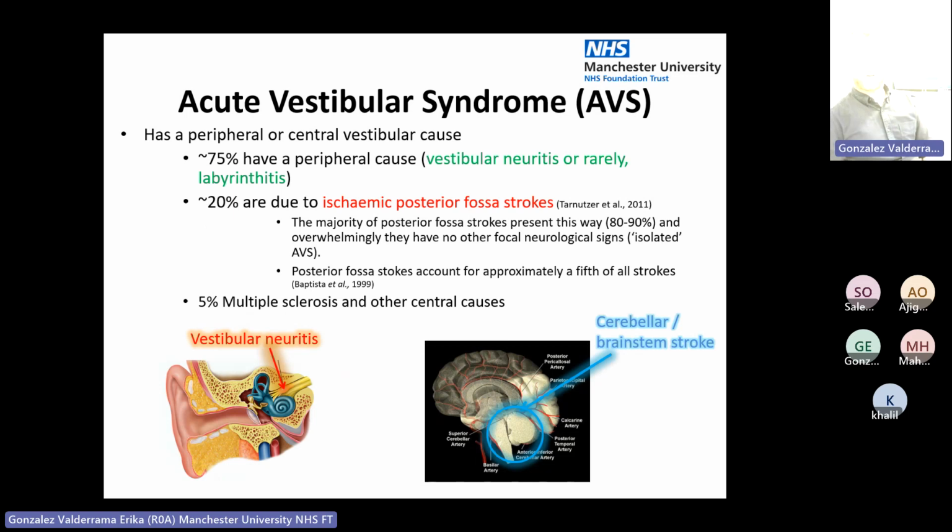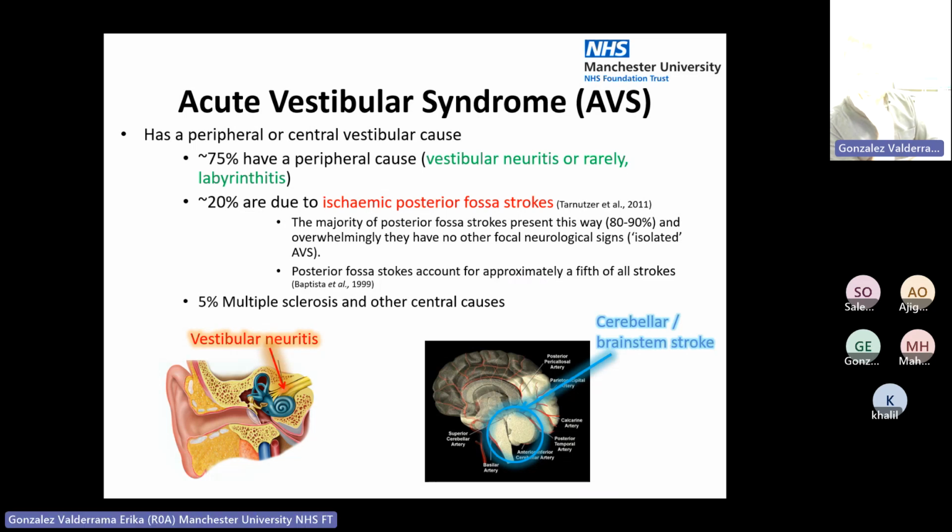So the majority of it is peripheral, and I'm sure every ENT trainee knows this, but the difference between neuritis and labyrinthitis is just the hearing loss. That's all it is. Neuritis is just the vestibular portion of the nerve. If you don't know, I generally call them an inflammatory inner ear event.